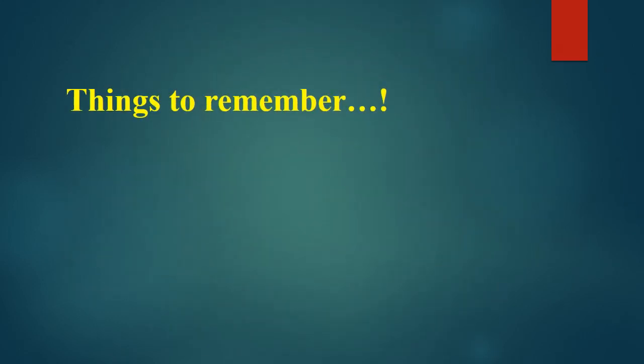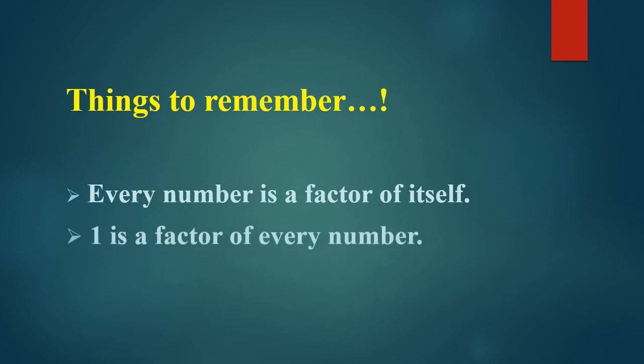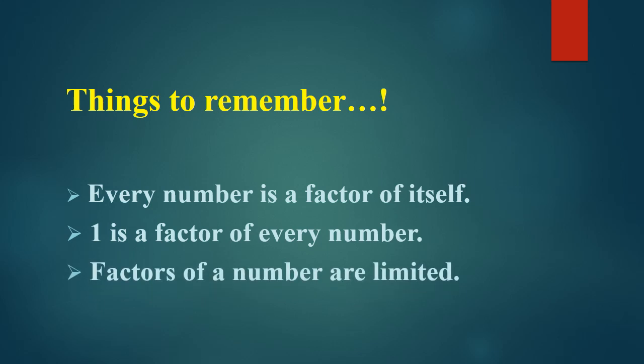There are some important things to remember. Number 1. Every number is a factor of itself. Number 2. 1 is a factor of every number. Number 3. Factors of a number are limited. It means they have some end.